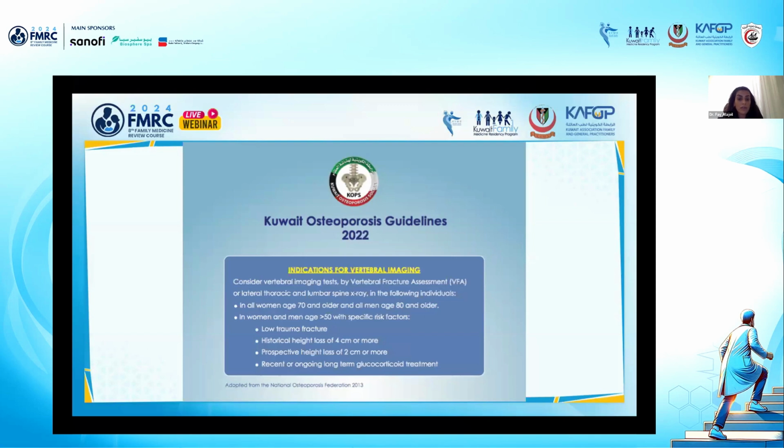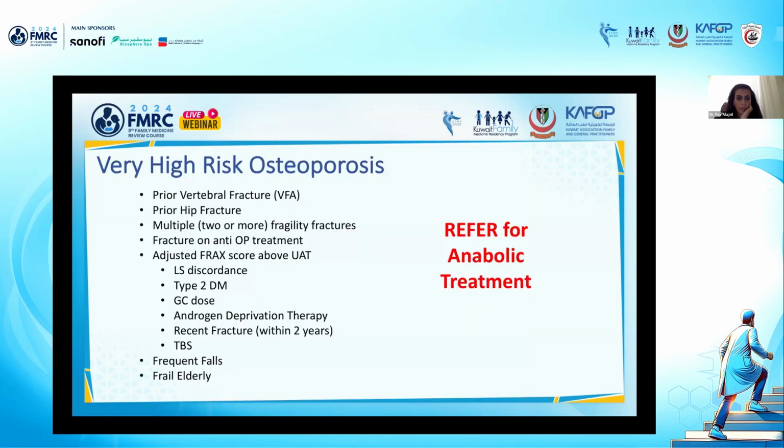If the patient is on recent or ongoing glucocorticoid treatment, vertebral fracture assessment should be done for them also. So how is it done? Once you refer the patient and you have the form, you just write VFA at the end, and the technicians will know.